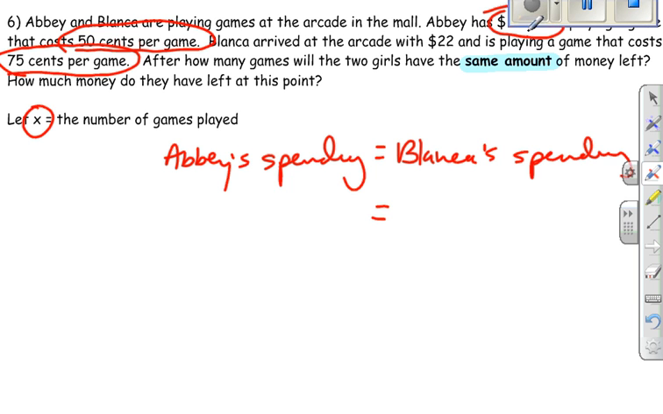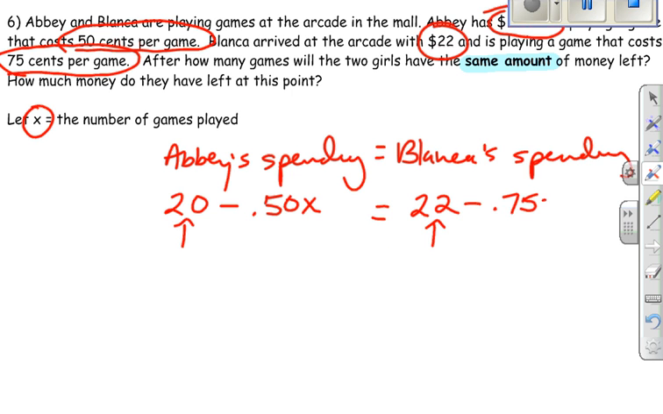Well, Abby comes to the mall with $20. Blanca comes to the mall with $22. So we'll start by setting up our equations by saying, here's the starting point. They come with 20, Abby comes with 20, Blanca comes with 22. Now, as they start to play their games, they're going to decrease the amount of money they have. So I'm going to subtract from that $20 50 cents for every game that Abby plays. And for Blanca, I'm going to subtract 75 cents for every game that she plays.